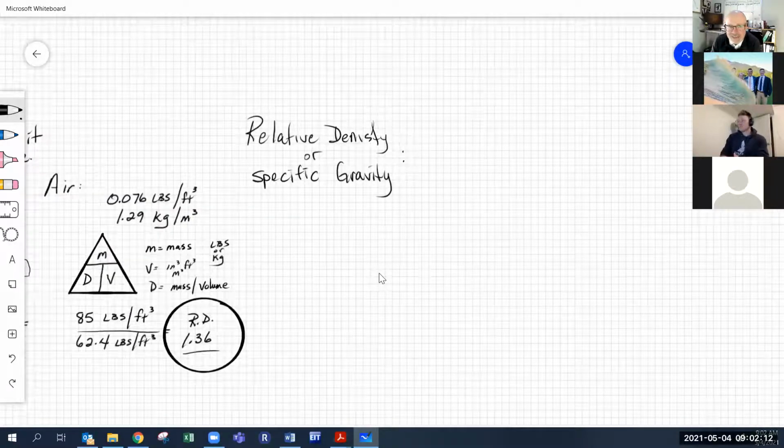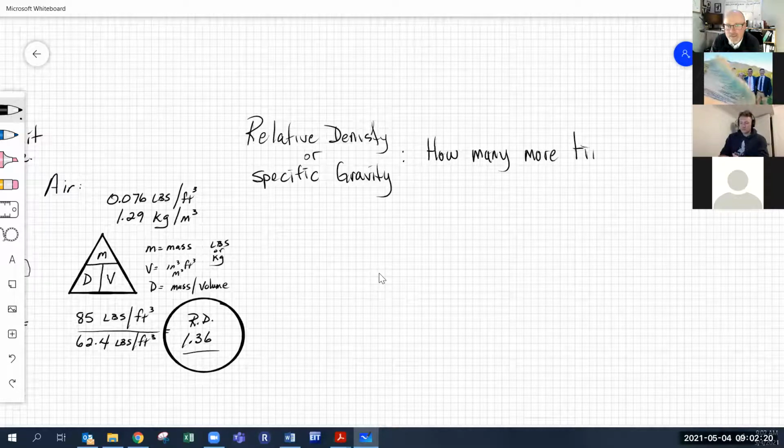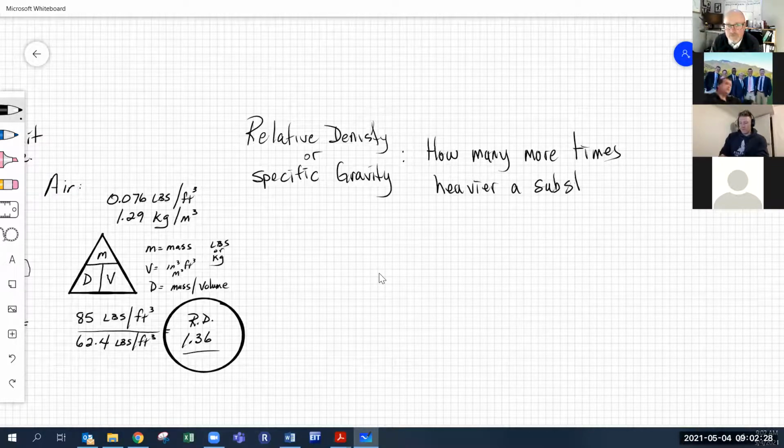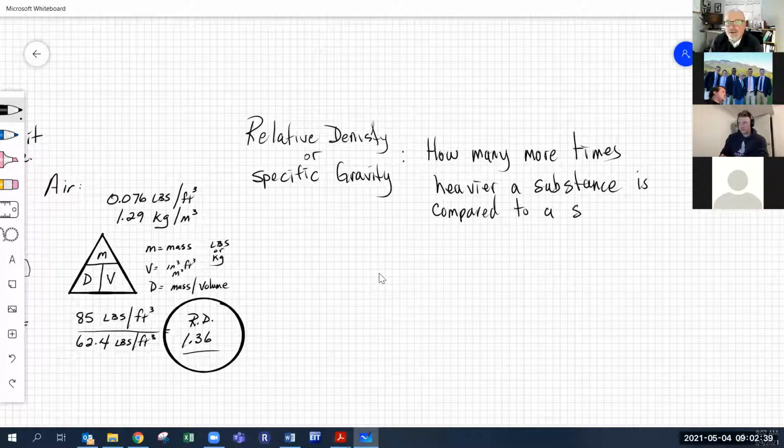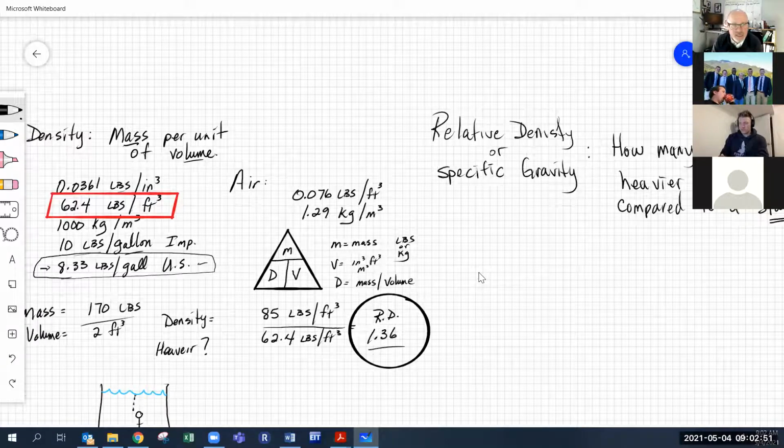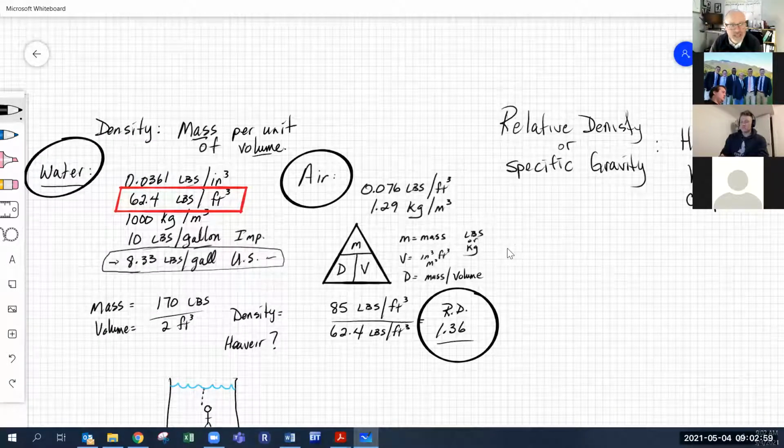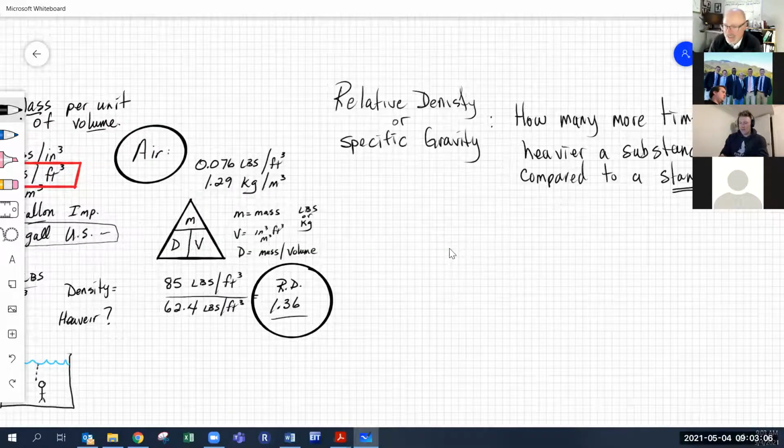And what this is, it's how many more times heavier a substance is compared to a standard. And the standards we talk about are actually right here. It's air and water, a little bit farther over here. Air and water are the standards to which we compare solids, liquids, and gases.